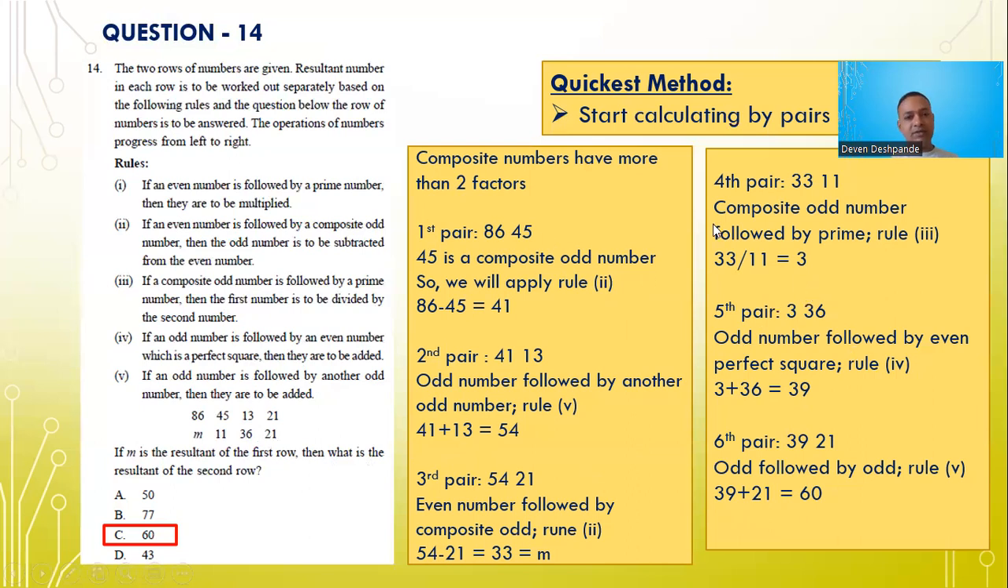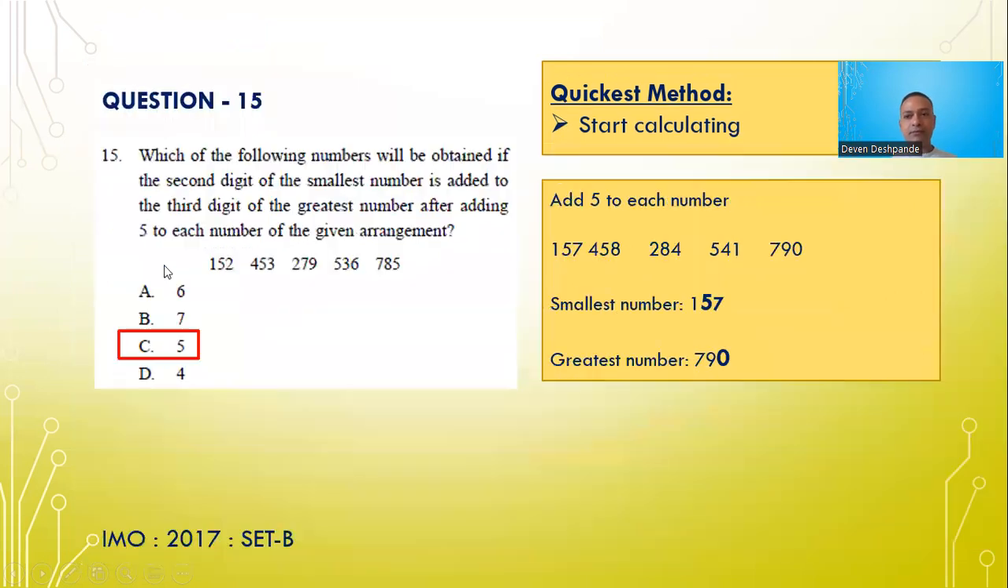So try not to make any mistakes. Find the correct rule and then just start solving each of the pairs.